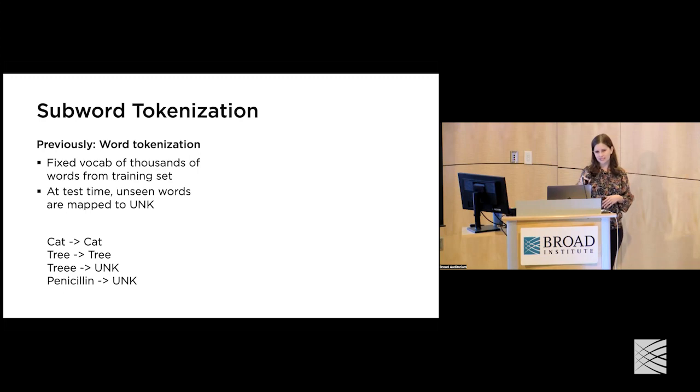So just to give an example of this, cat and tree might be in your vocabulary, but let's say there's a misspelling, you add an extra E onto tree, that would be mapped to unknown. Let's say the word penicillin wasn't in your training corpus, so that might also be mapped to the word unknown.